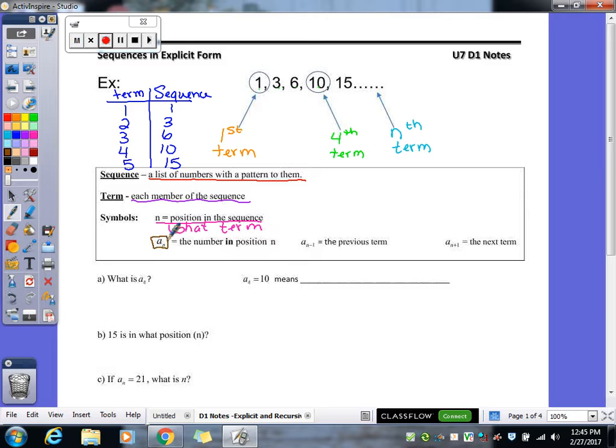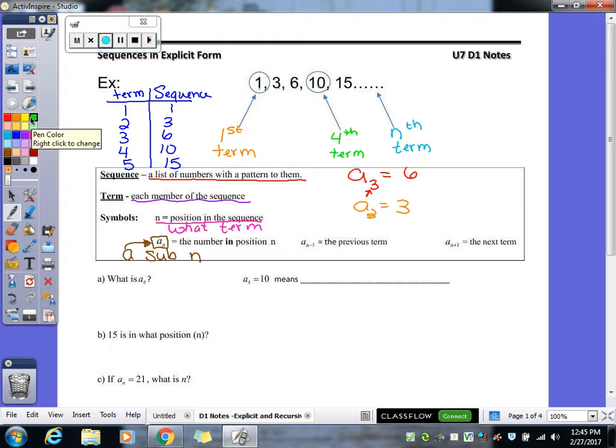So our notation is that little a sub n there. We read this as a sub n. That just refers to whatever term you're looking for. So if I ask you for a sub 3, that means I'm looking for my 3rd term. If we go to our sequence, what's our 3rd term? 6. So a sub 3 would be a 6. Let's say I asked you for a sub 2. That means I'm looking for which term? The 2nd term, which is a 3. So that little n just tells you what term we are looking for.